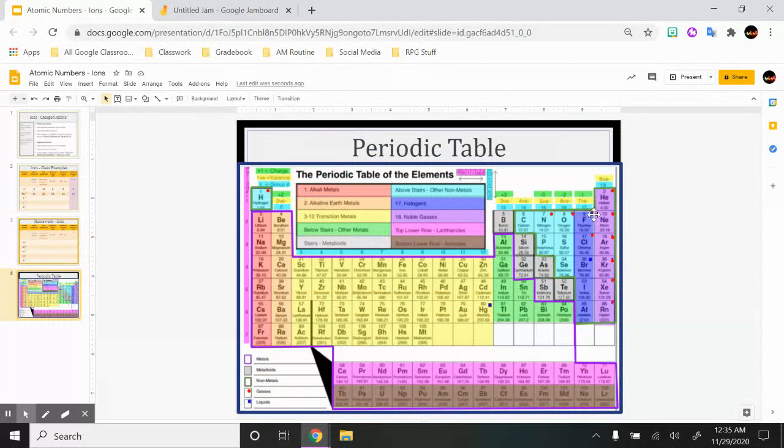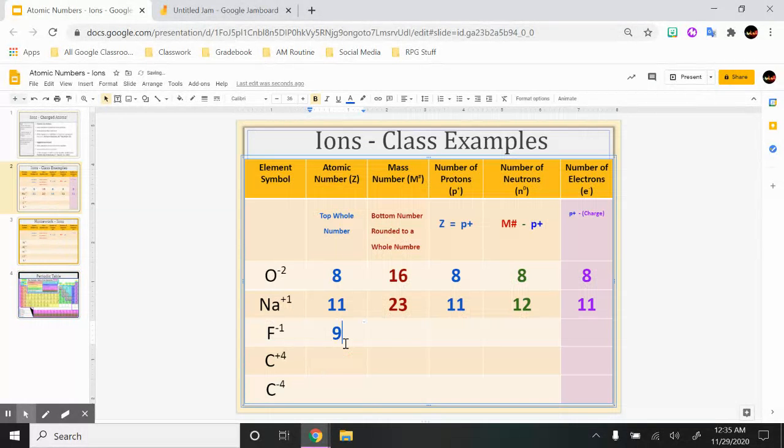Okay, fluorine. Fluorine has an atomic number of 9 and a mass number of 19.00. Okay, atomic number of 9. 19.00 is going to round to 19. Our number of protons is always going to equal the atomic number, so it's going to be 9. And to get our neutrons, we do mass minus protons equals neutrons. So we're going to get 10. And for now, I'm going to put my number of protons the same over here as my number of electrons, and we're going to come back to it.